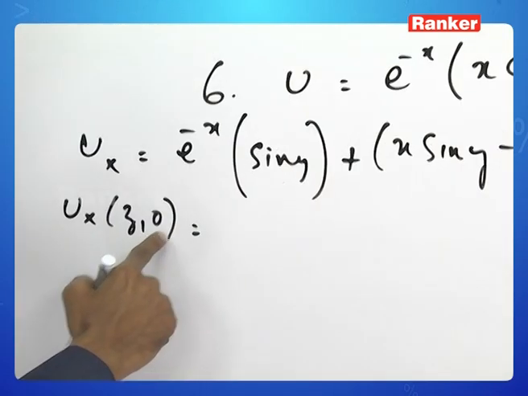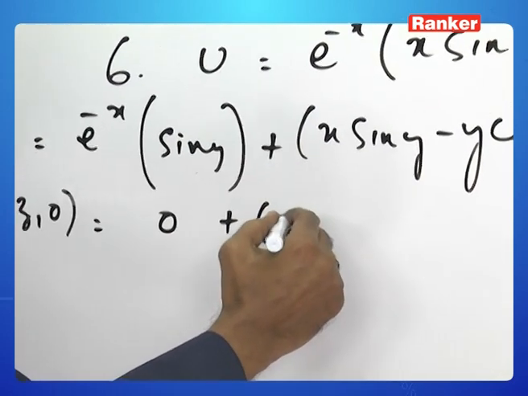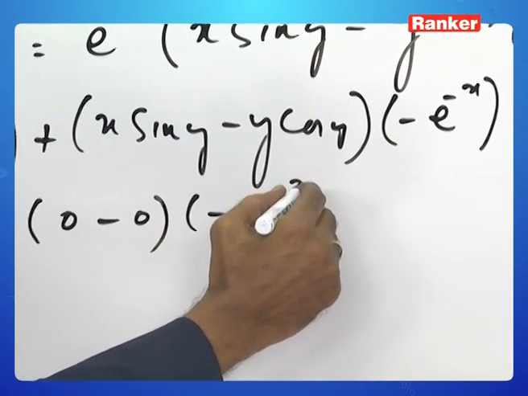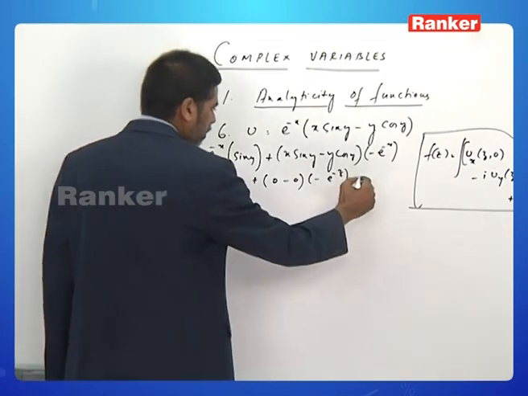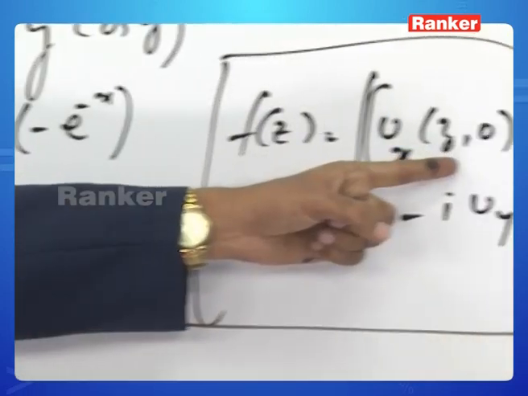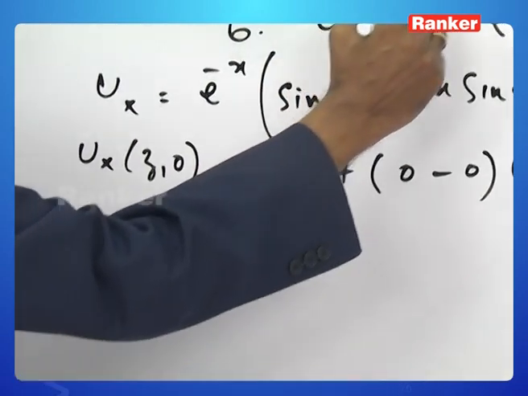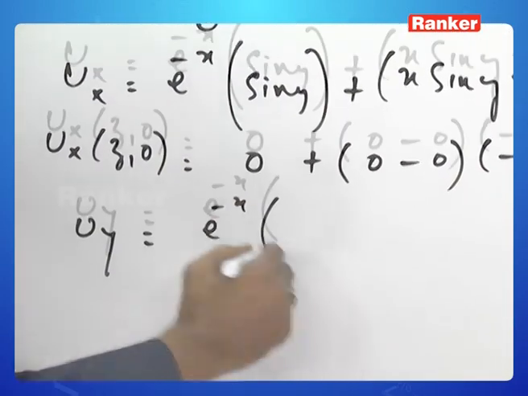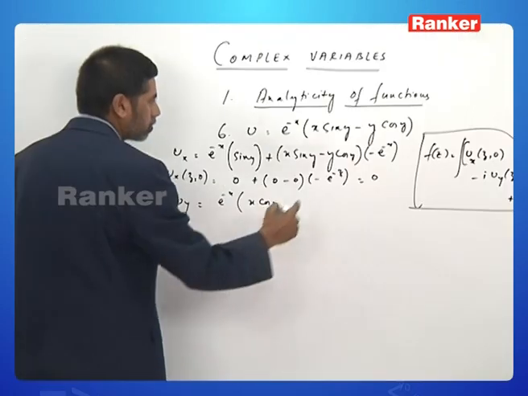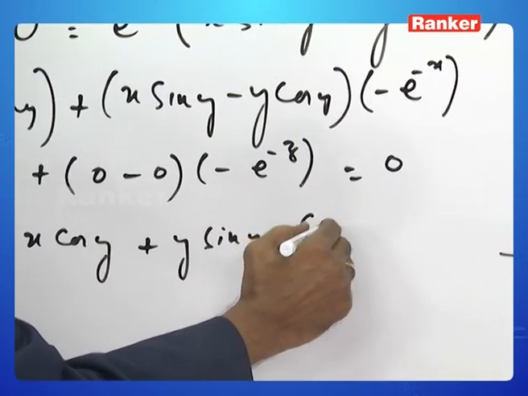And you will find when y is 0, this is 0, this is 0, this is 0, and you will get minus e power minus z. But this will vanish completely. So in the integration, there is no contribution of this term. Let's take uy. Now e power minus x is a constant. Differentiate with respect to y. You get x cos y plus y sin y minus cos y.